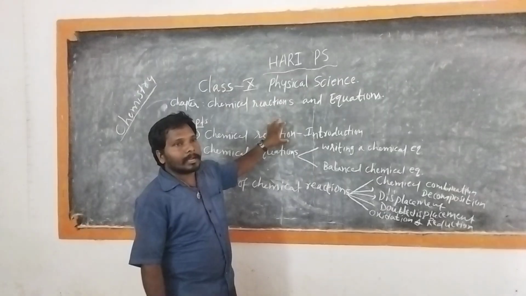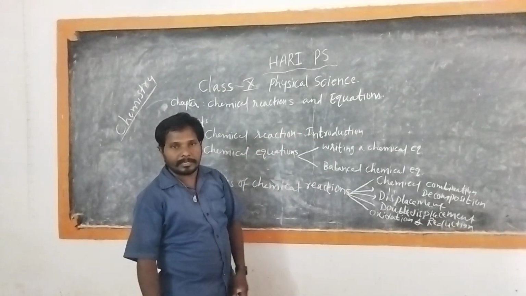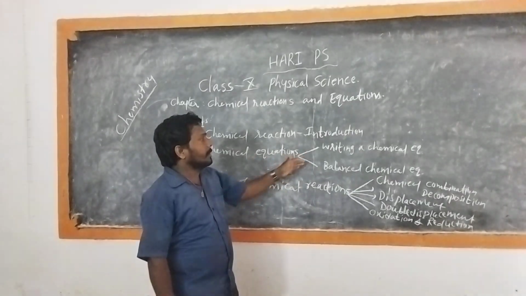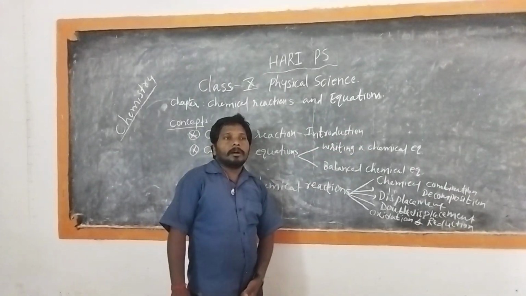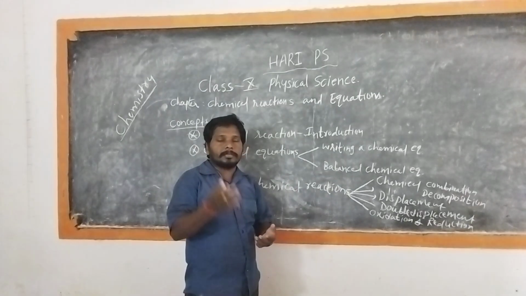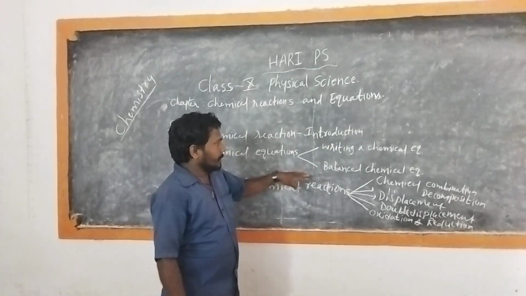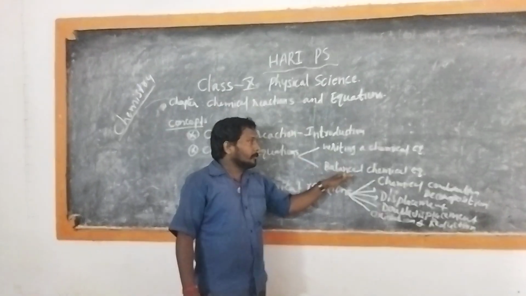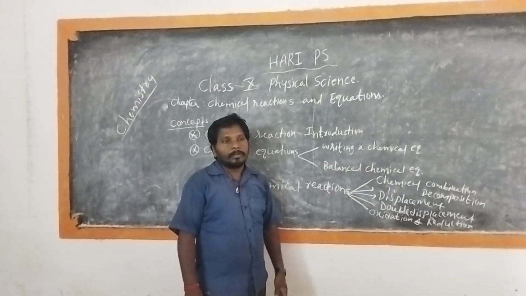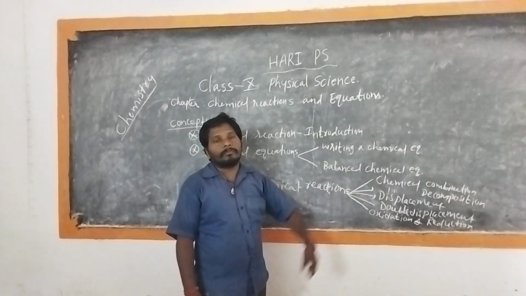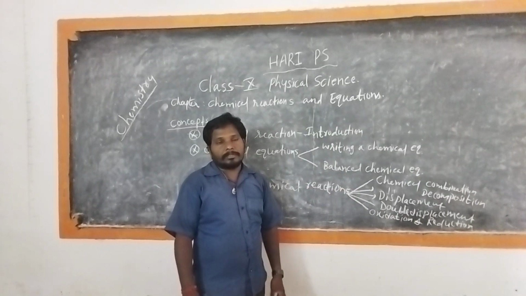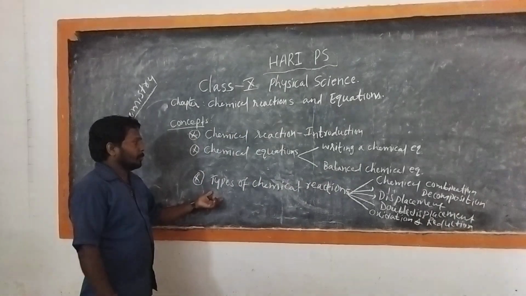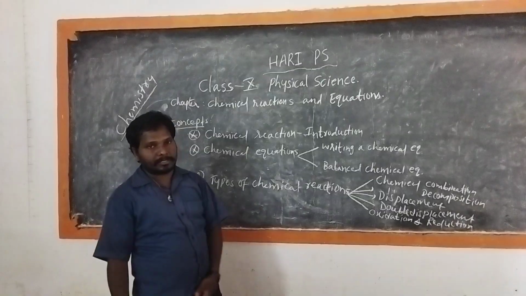A chemical reaction takes place between two substances, and some products are obtained. Further, we are able to write a chemical equation by using chemical formulas, symbols, and elements. After writing a chemical equation, we have to balance it to prove the law of conservation of mass, which you already learned in class 9. Then, we will discuss types of chemical reactions.